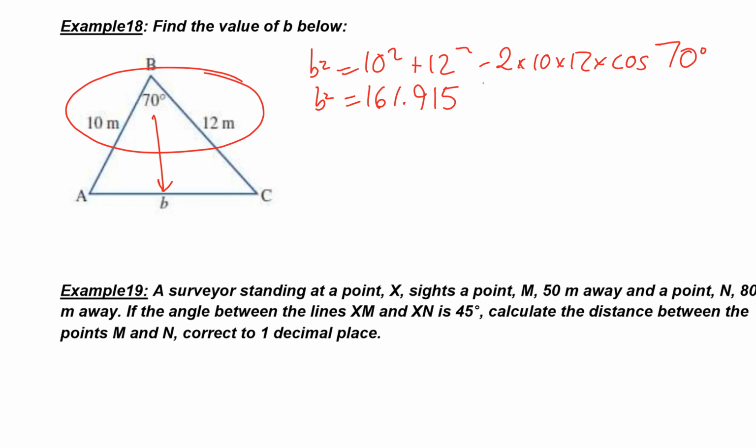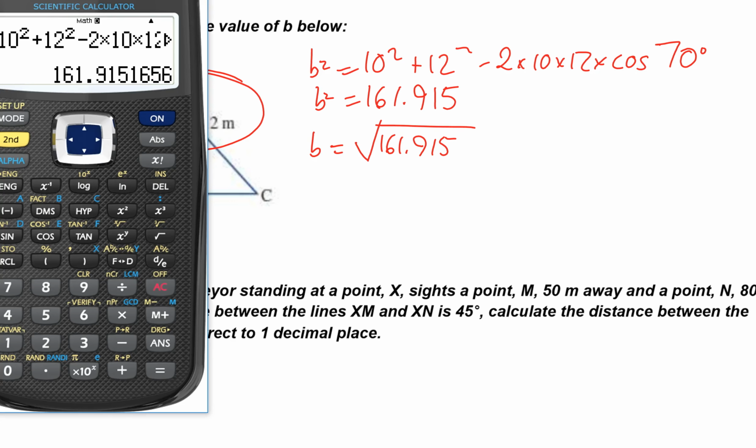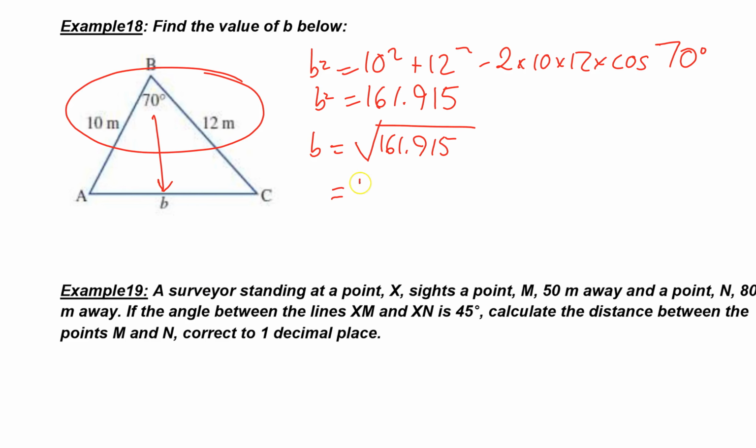161.915, thereabouts. That doesn't look right, I've got a 10 and a 12. Well, that's B squared. Be aware here, you've always got to do the square root at the end. So B equals the square root of 161.915. Now I know that the square root of 169 is 13, so the answer should be just a little under, so fairly close to 13. I'm just going to press the square root of the previous answer equals 12.7 metres. Okay, that's the application of the cosine rule.